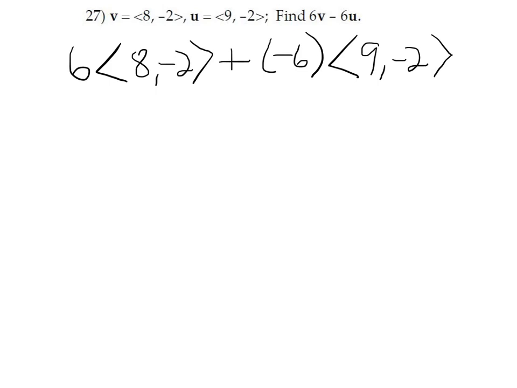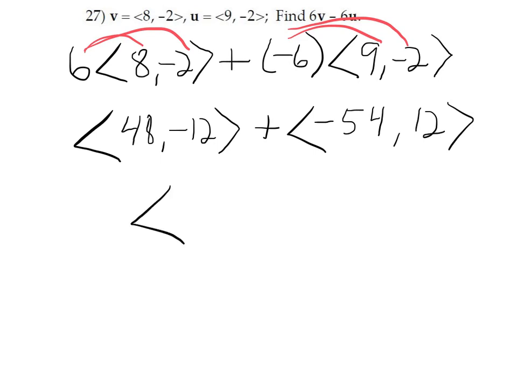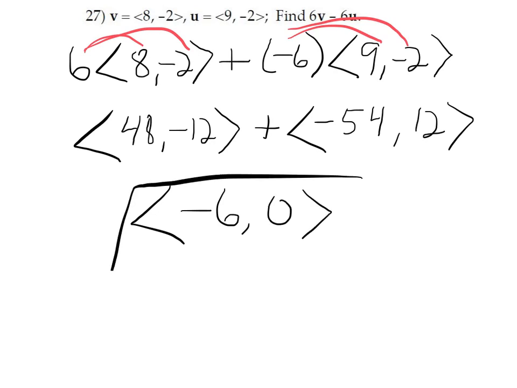We're going to distribute these scalars, the 6 into v and the negative 6 into u, and get these new vectors, 6 times 8, 48, comma 6 times negative 2, negative 12, plus the vector negative 6 times 9, negative 54, comma negative 6 times negative 2 is positive 12. Now we can just add these two vectors together. 48 plus negative 54 is negative 6. And negative 12 plus 12 is 0. And we end up with the answer negative 6 comma 0 in component form.